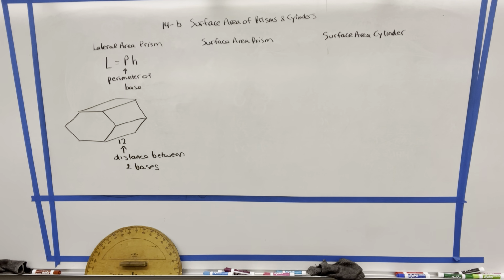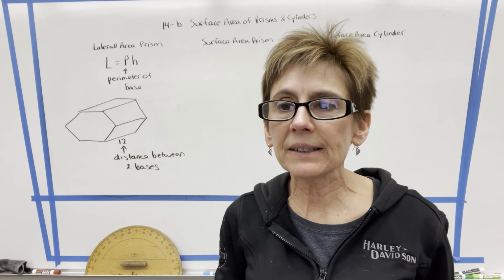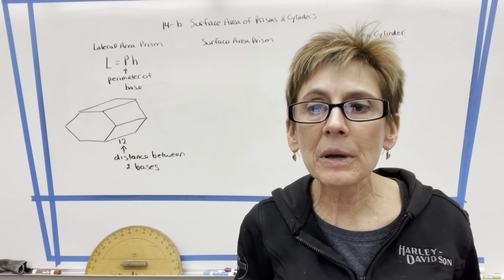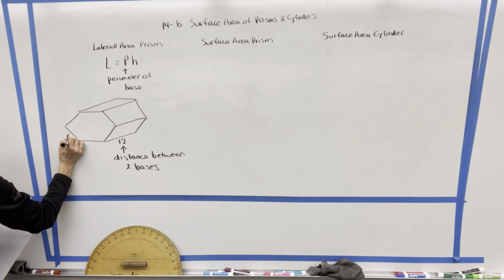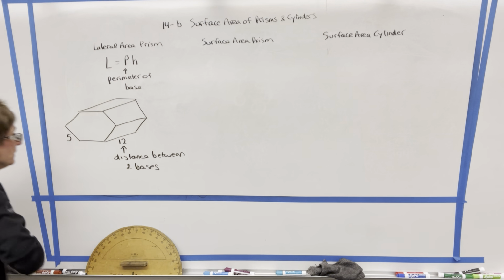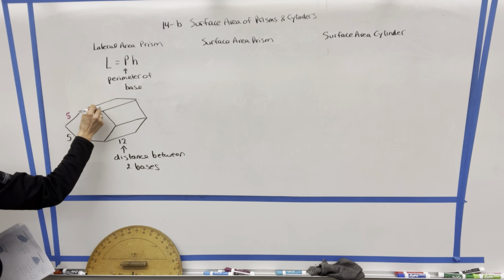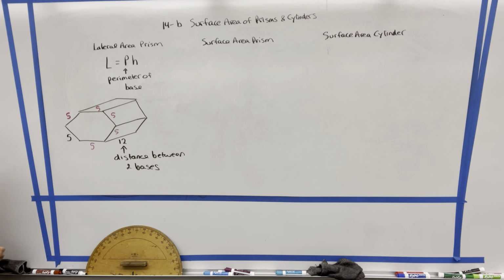Now, unless it has been specified otherwise in this unit, when we have a base, such as this hexagon, we are going to assume that it is a regular hexagon. And what that means is all 6 sides are the same and all 6 angles are the same. So if I have one of the sides of my hexagon marked with a 5, like that, I can assume that the other ones are also of length 5. So I can put 5s on all of those.